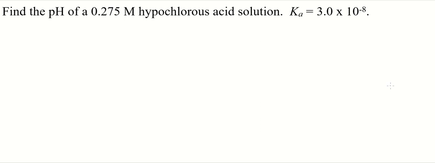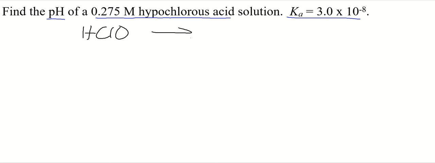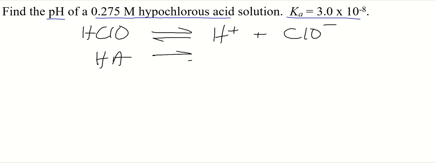We're asked to find the pH, and we're given the initial concentration of a weak acid, hypochlorous acid, and we're given the Ka, the acid dissociation constant. We've been writing this generically, but let's write this dissociation between hypochlorous acid, and that's going to dissociate into the H+ ion and the hypochlorite polyatomic anion. You could have written this generically as, so we'll do both ways.